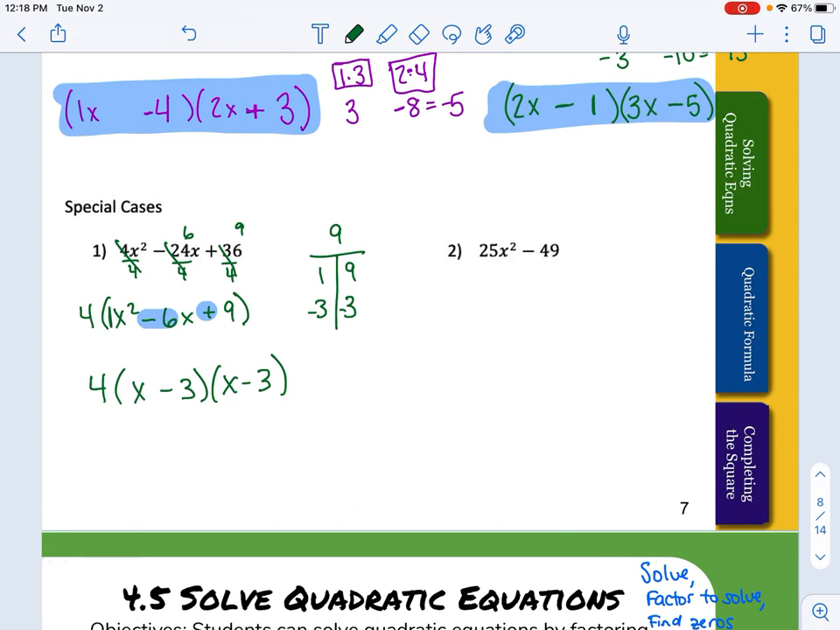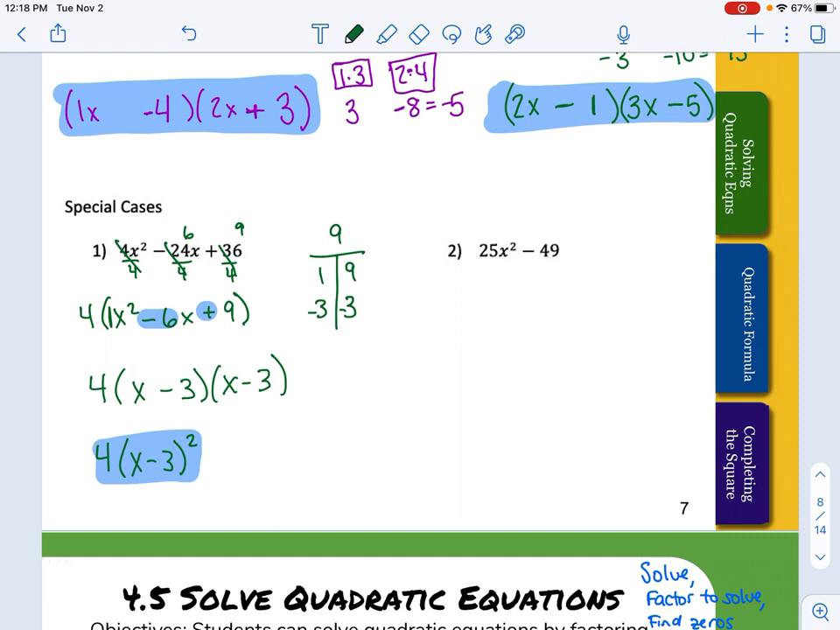The special thing about this one is you notice that your factors are actually the same. That means, and on Math Excel you'll want to do this, you can write your factor with a power of 2. This is equivalent to this. Math Excel likes this one better. Okay, that's your special case there.